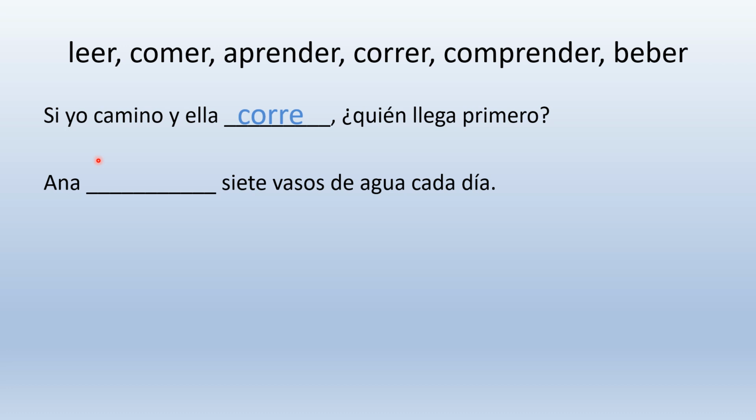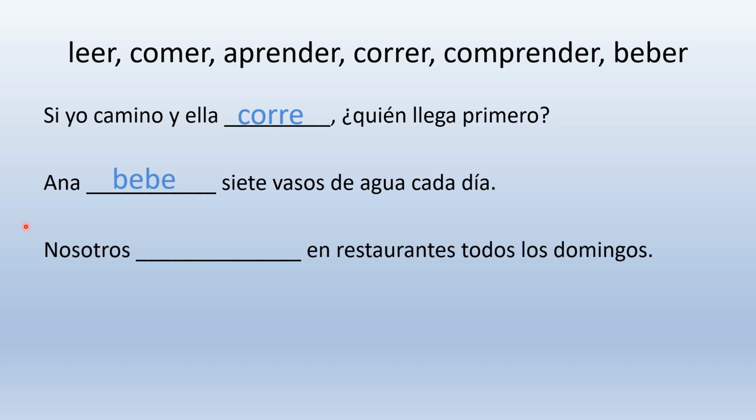Muy bien. Next example. Ana, blank, 7 vasos de agua cada día. Anna, something, 7 glasses of water each day. What makes sense up here? Beber. And to conjugate beber for Ana, who is ella, we would say Ana bebe 7 vasos de agua cada día. Anna drinks 7 glasses of water each day.